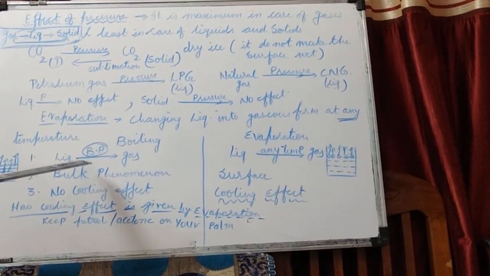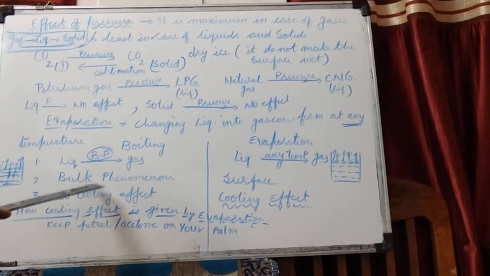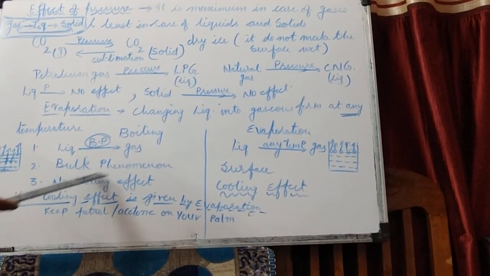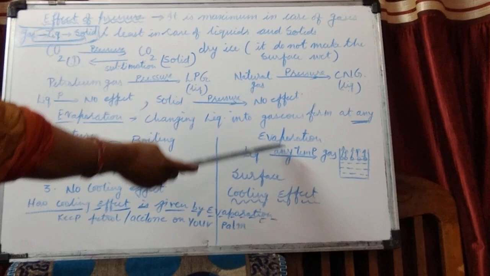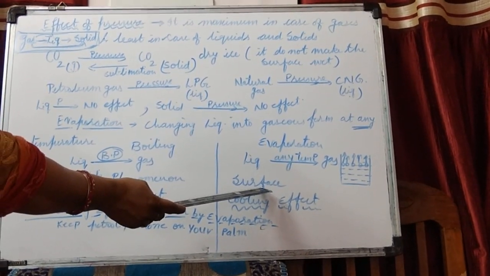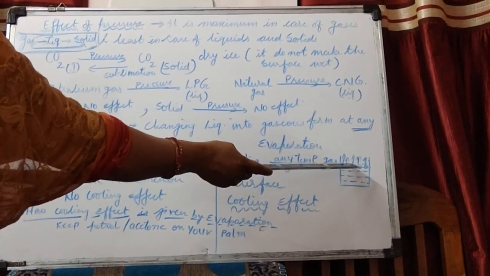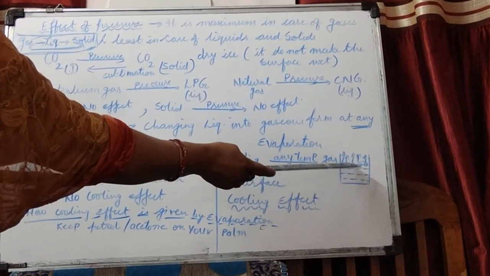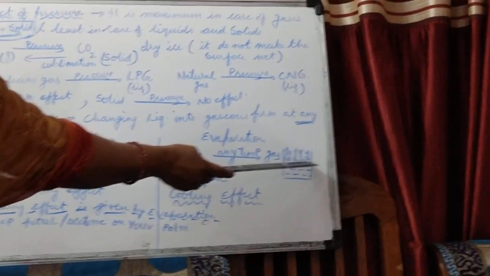The next difference I am taking between boiling and evaporation is that boiling is a bulk phenomenon. What do we mean by bulk phenomenon here? I will tell you. But evaporation is a surface phenomenon. Surface phenomenon means, suppose in a beaker you are filling water, only the molecules which are present on the surface, the upper layer.